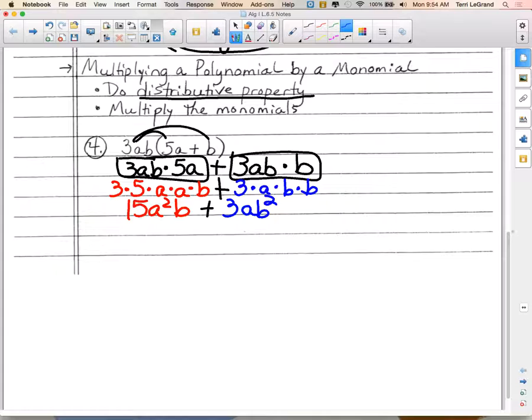At this point, I have a binomial, but I'm wondering if I can make it into a monomial. Do you agree with me that the first product should have turned out 15a squared b? Agree with that? Okay. How about the second product? Agree with my second product? 3ab squared. Okay. Can I simplify that anymore? Can I make that into just a monomial?